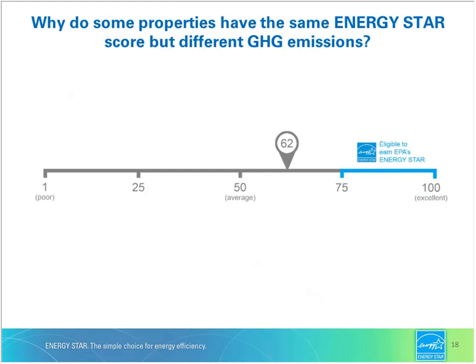Well, why is that? It's important to remember that the Energy Star score, the 1 to 100 score that your building receives, is a measure of the energy performance of a property, right? It's efficiency. It is not specifically related to a building's greenhouse gas emissions.